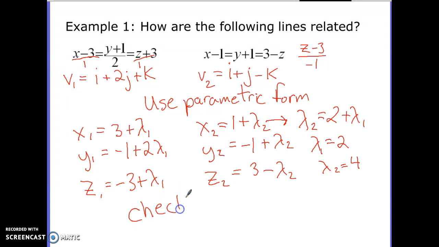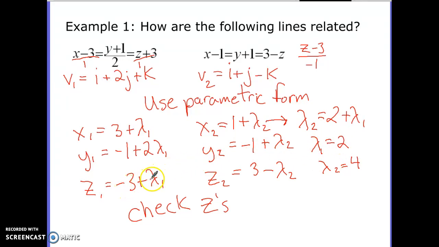We're guaranteed, almost guaranteed, to get a solution in x and y. The only way we wouldn't is if one of these lines doesn't move along either the x or the y direction, right? And then we might not get a solution in x and y. But now we check the z's, right?